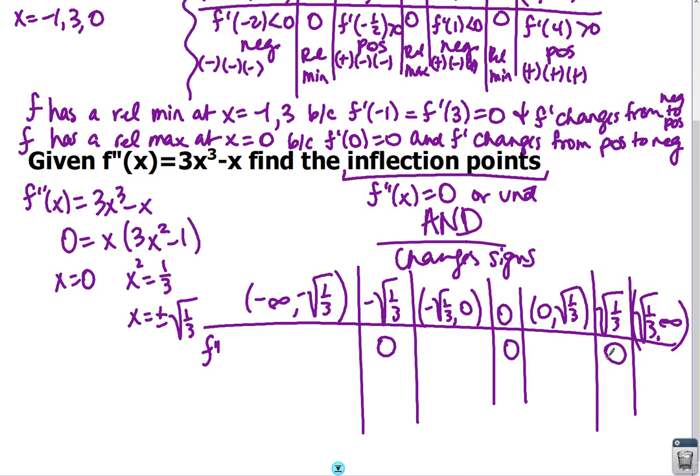Okay. So I'm going to plug in numbers into my second derivative. Let's check f double prime of negative square root of 1/3. I have no idea what the square root of 1/3 is, but I know that it's pretty small. Let's just go with, it's got to be less than 1. So plug in -1 here. If I plug in a -1, I'm going to use my factored version. Negative times a positive would be a negative.